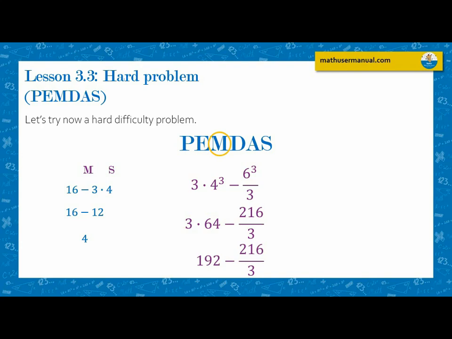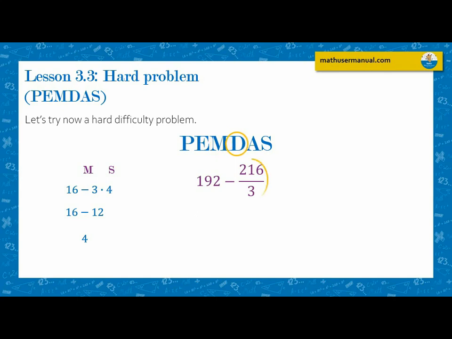We still have more operations, but we don't have space, so let's clean it up again. And we finish with the multiplication. What's next after multiplication is the D of division. Are there any divisions? Yes. 216 divided by 3, which is equal to 72. Then we move on to the additions. Is there any addition in this problem? No. So we cancel the addition.